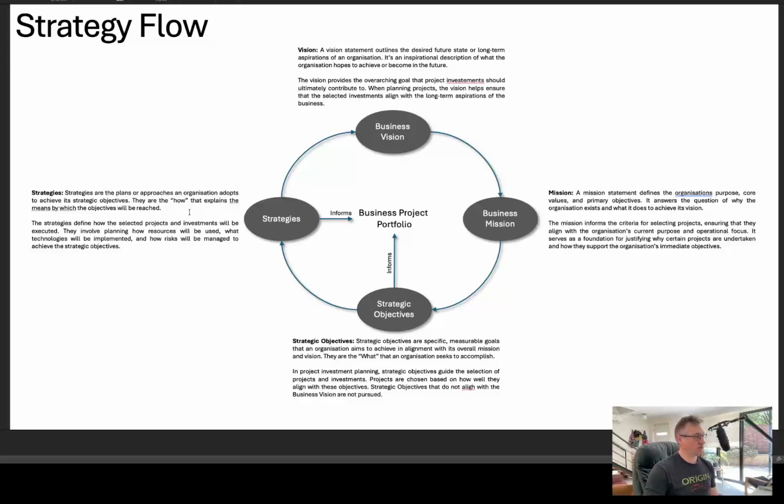And strategies are the plans or approaches that an organization adopts to achieve its strategic objectives. So when we talk about strategies, it's like, what are you going to do? How are you going to achieve what it is that you're after in terms of your business vision, your mission, and your strategic objectives? And all of these inform your business project portfolio. So whether that's business projects, IT projects, building projects, marketing projects, you name it, you can fill in the blanks here. It doesn't have to be purely IT.